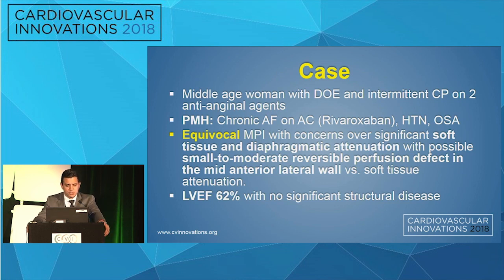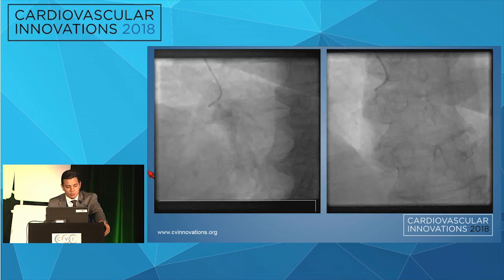Because of her symptoms, she was risk stratified with a myocardial perfusion imaging study that was equivocal, with a question of either artifact and diaphragmatic attenuation versus a possible small to moderate reversible perfusion defect, and a normal ejection fraction. So based on her equivocal study, symptoms, and 2 antianginals, we proceeded with diagnostic angiography.